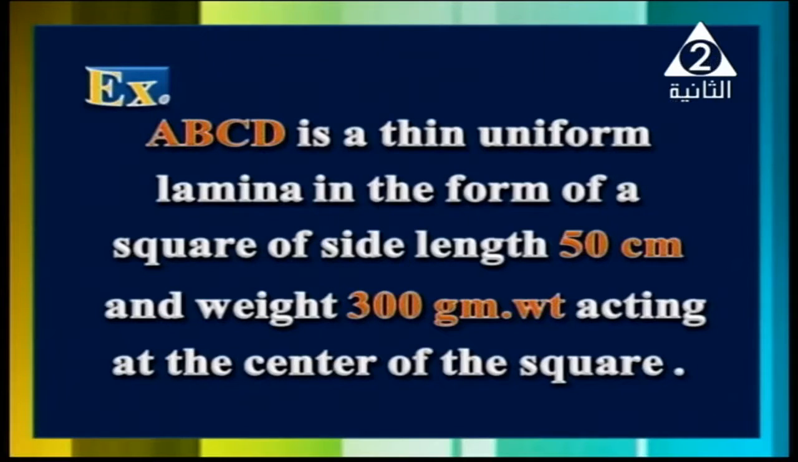My dear student, for a uniform lamina, its weight must act at the intersection point of its diagonals, the center of the square. ABCD is a thin uniform lamina in the form of a square of side length 50 centimeter and weight 300 gram weight, acting at the center of the square.